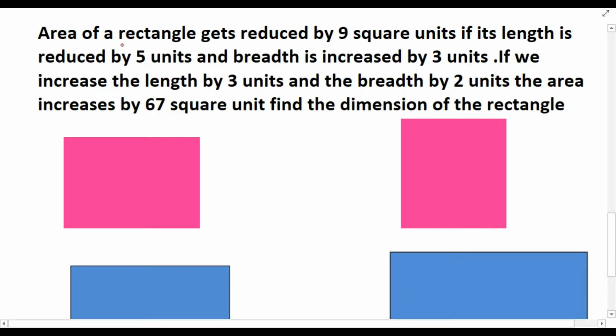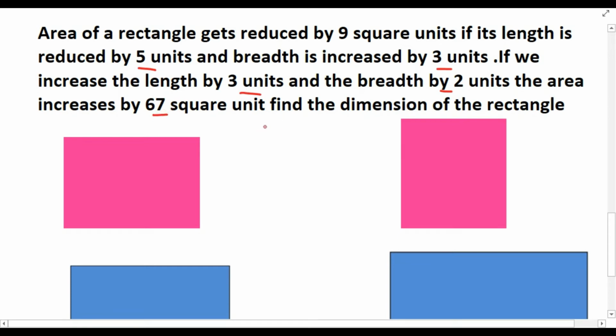Now the next question is, the area of a rectangle gets reduced by 9 square units if its length is reduced by 5 units and breadth is increased by 3 units. If we increase the length by 3 units and breadth by 2 units, the area of the rectangle increases by 67 square units. We need to find the dimensions of the rectangle.